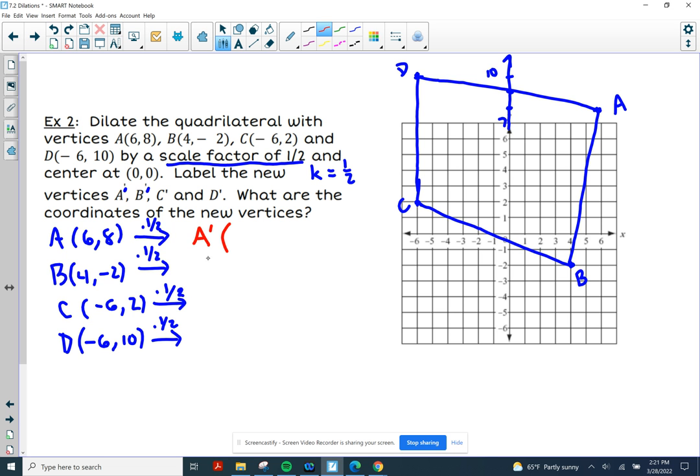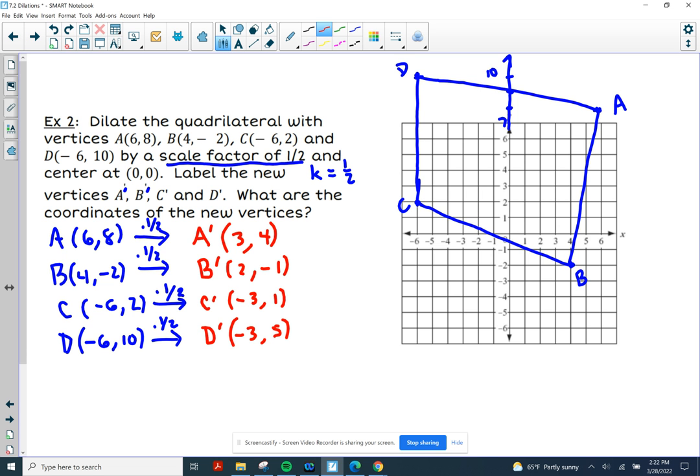So let me change colors. A prime, I'm going to multiply 6 by a half, we get 3. Multiplying by a half is the same as dividing by 2. Half of 8 is 4. And then for our B prime, half of 4, half of negative 2. For our C prime, half of negative 6, half of 2. For our D prime, half of negative 6, half of 10.